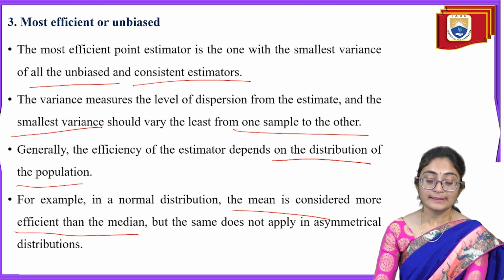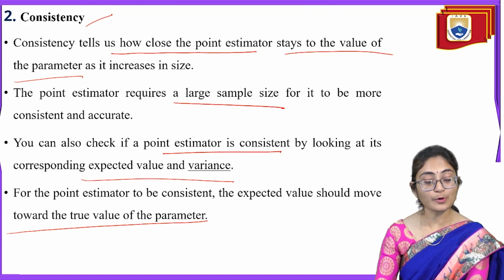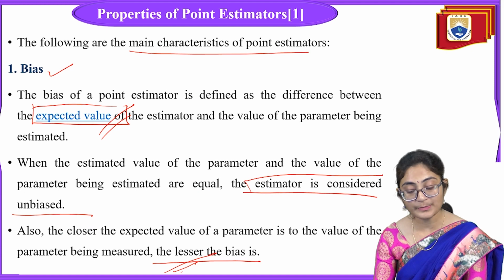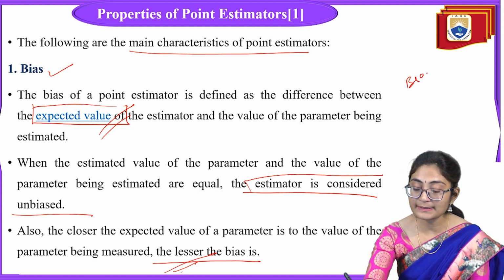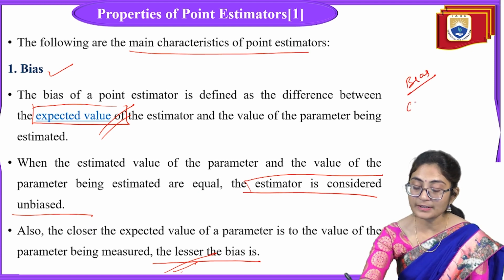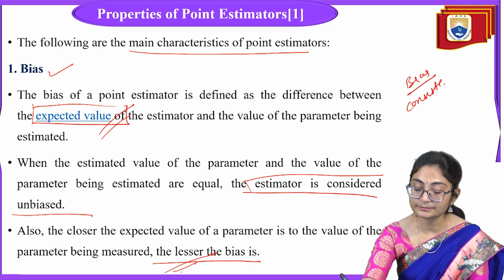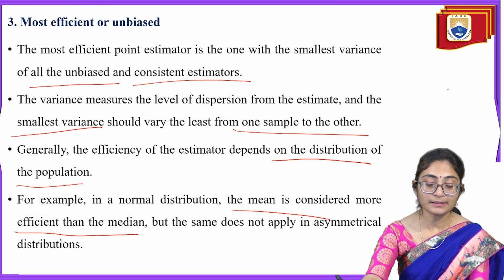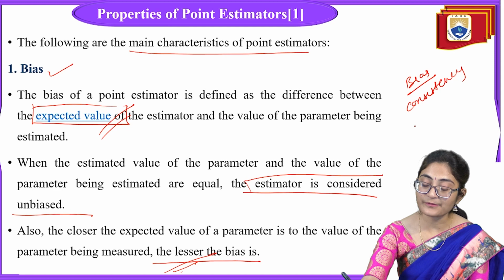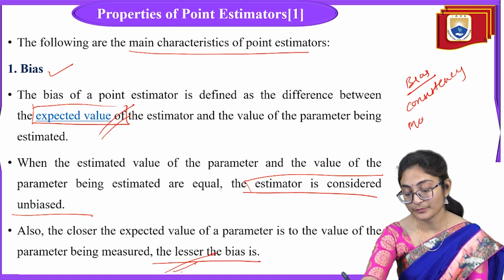So we have seen the three properties of the point estimator. One is bias, the second is consistency, and the third is most efficient and unbiased.